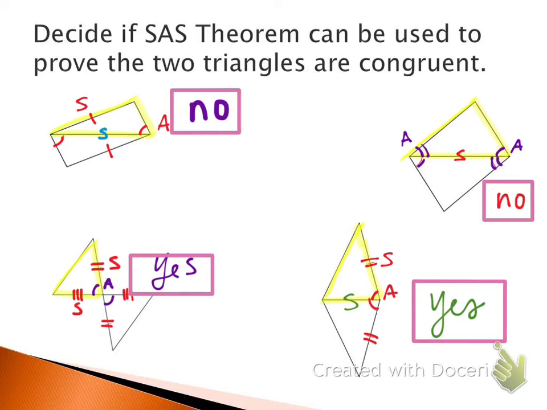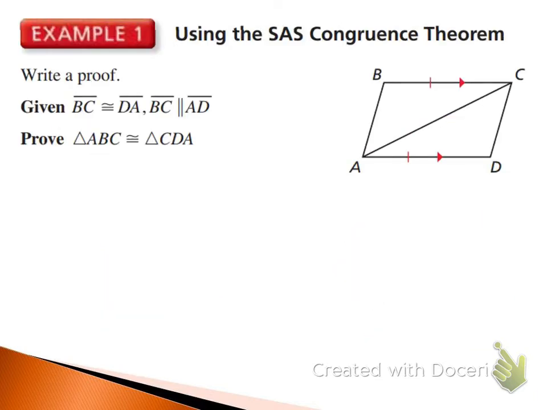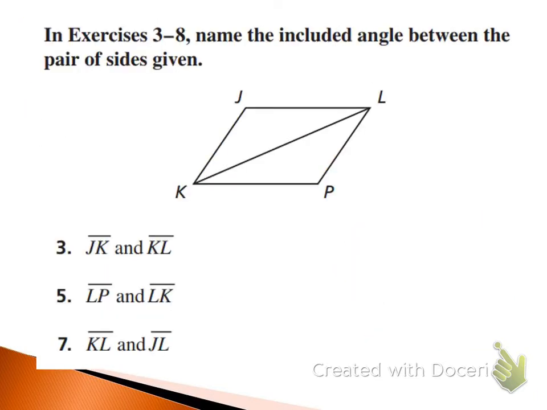We'll go back to the page before really quick. We're going to name the included angle between the pair of sides that were given. So JK, and then they gave us KL. We want to name the angle in between them. So what will the vertex of this angle be? Which letter is the vertex of the included angle?